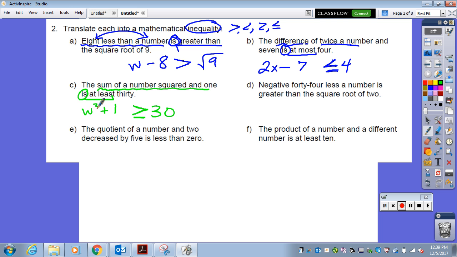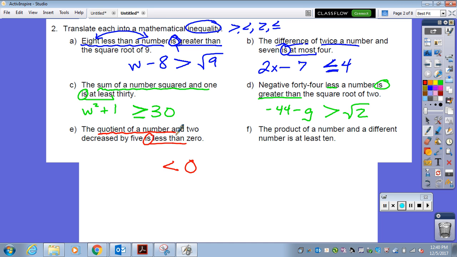D. Looking for the is greater than the square root of 2. Negative 44 less a number is negative 44 less a number. Less is different than less than. E. Is less than, so it is less than 0. Again, you circle the is and then see if there's more.